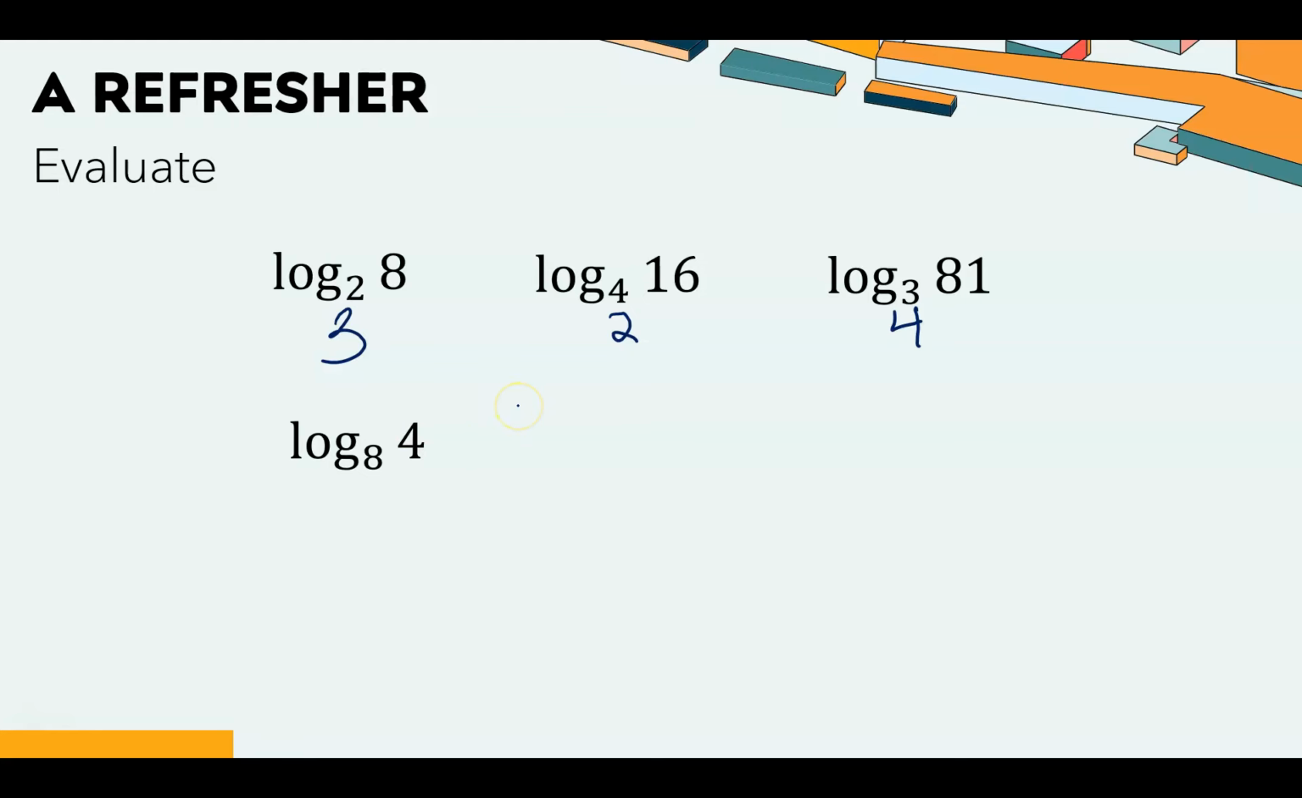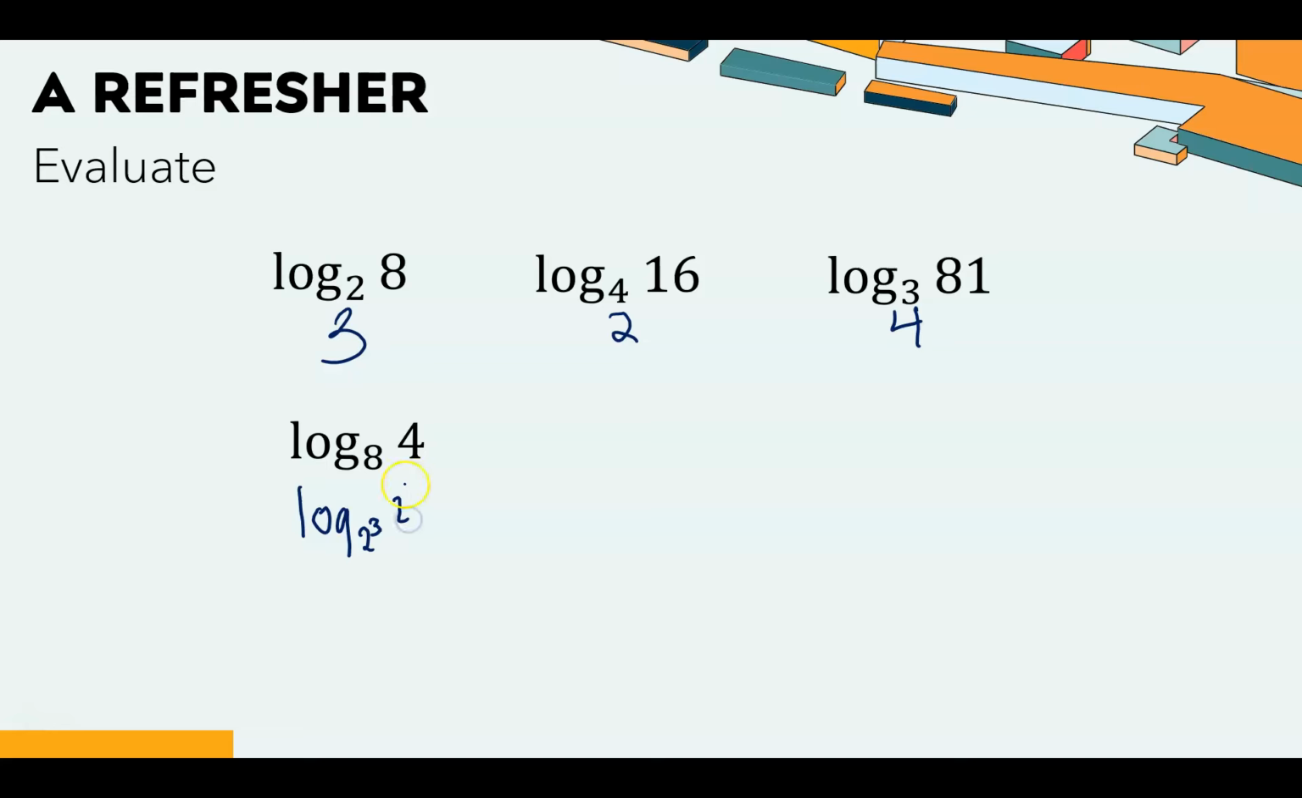Log base 8 of 4. That's a little hard because 8 to the first power is 8. 8 to the 0 power is 1. So this is somewhere in between. So maybe we can use change of base. Let's see. What do 8 and 4 have in common? They have in common 2, or at least that's the way my brain goes.